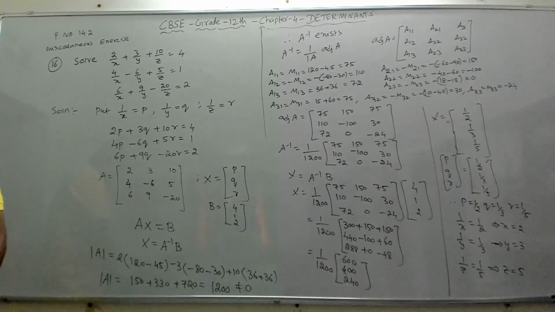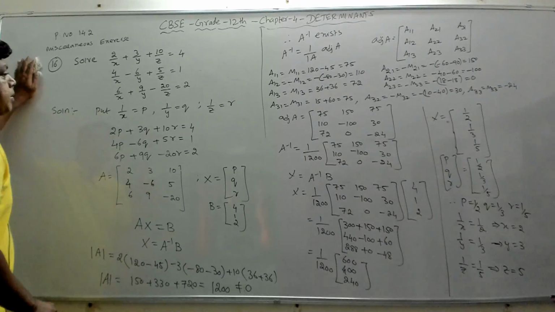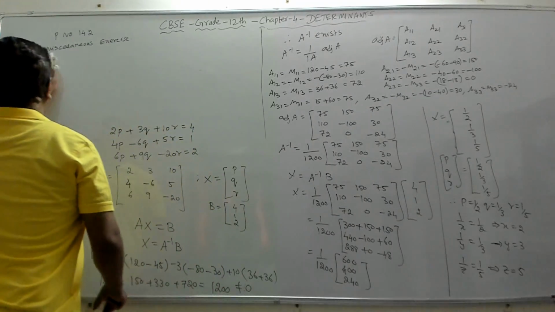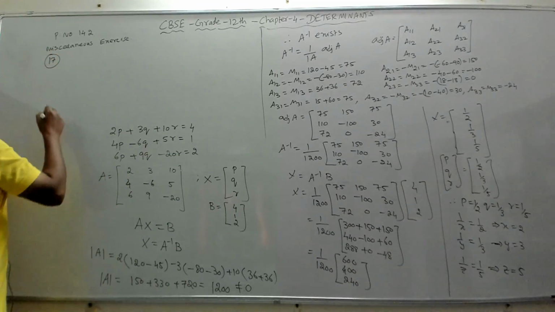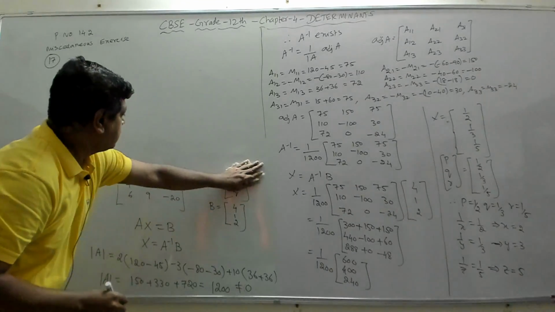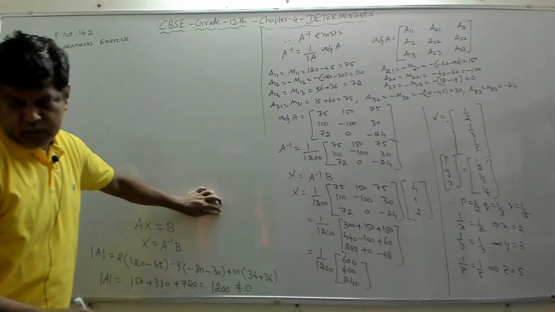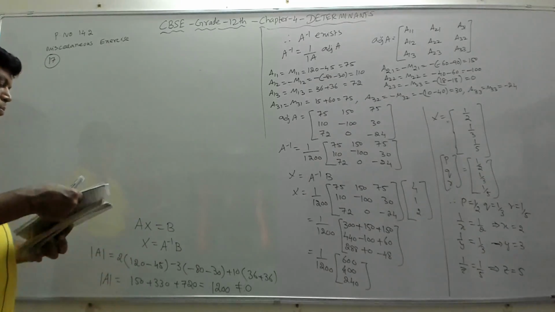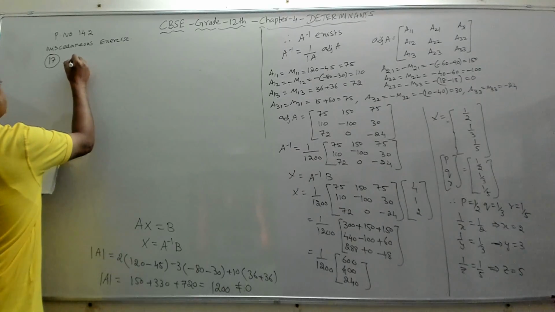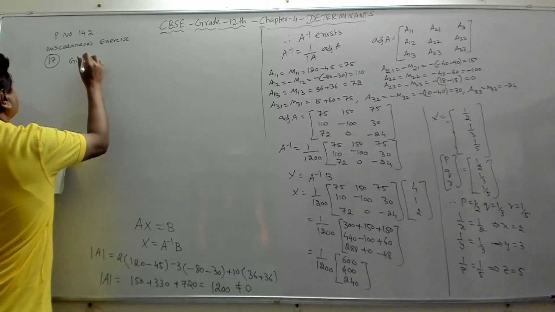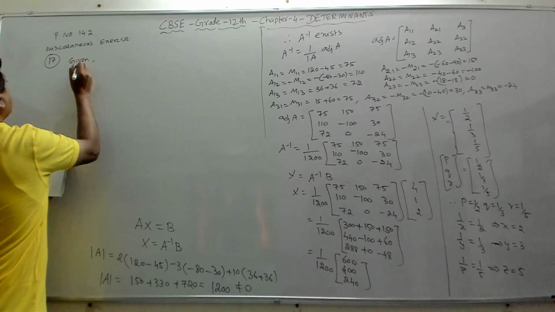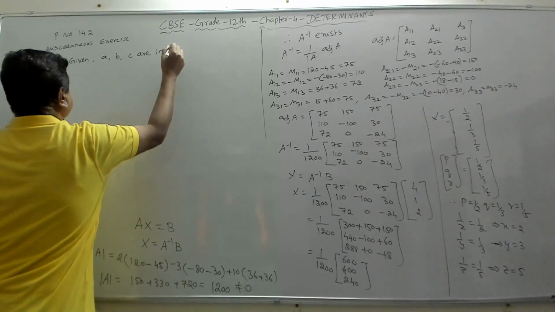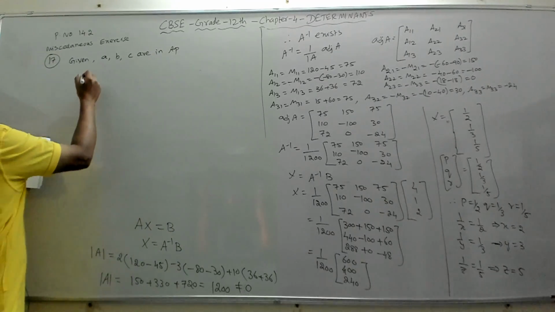Fine. I will go to the next problem, which is problem number 17. The 17th problem is a multiple choice question, MCQ, but still we will have to solve and find. We have to find the value of the determinant where A, B, C are in AP. So given is A, B, C are in arithmetic progression. Then we have to find the value of the determinant.